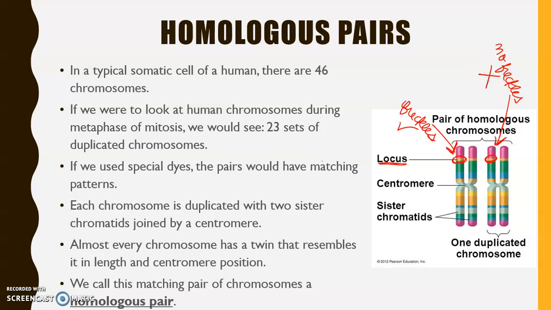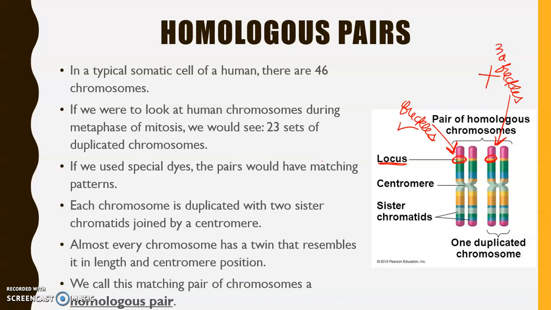So we're still coding for whether or not we have freckles. It's still the same gene at the same location, but one version of the gene, one of the alleles, says you're going to have freckles, and one of the versions of the gene, one of the alleles, says that you are not going to have freckles. Okay, so that's what's different between the homologous pairs. They still have the same genes at the same locations. They just might have different information in those genes.